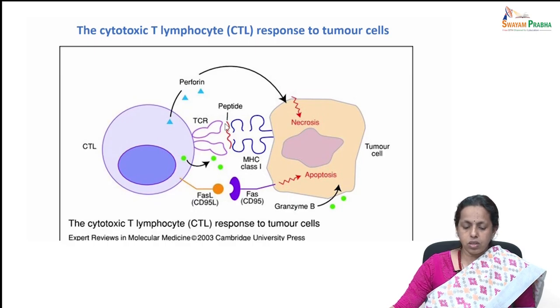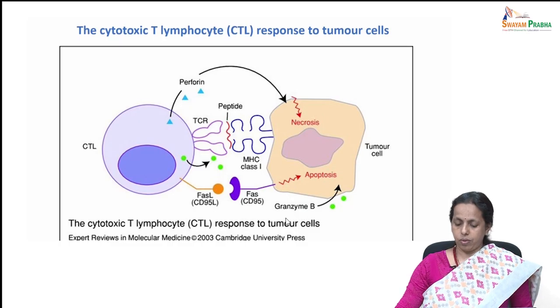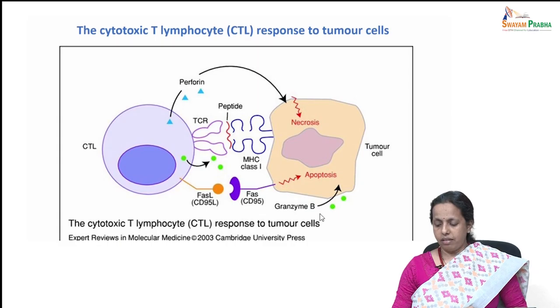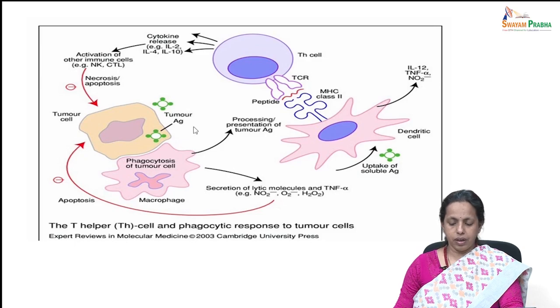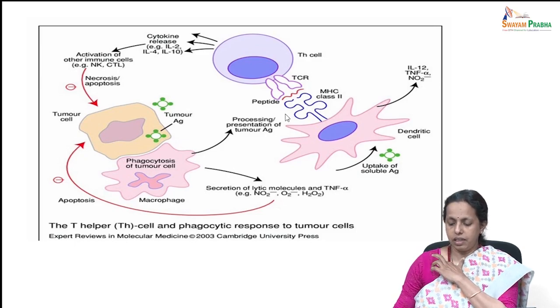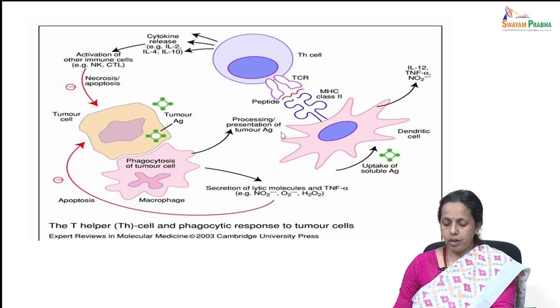This is how the whole tumor cell destruction is affected by the release of granzyme B, whatever I was telling in the last slide, and by the release of perforin, the pore forming protein, and then TNF alpha. This is also a very important figure, which shows the TH1, the T helper cell, and phagocytic response to tumor cells.